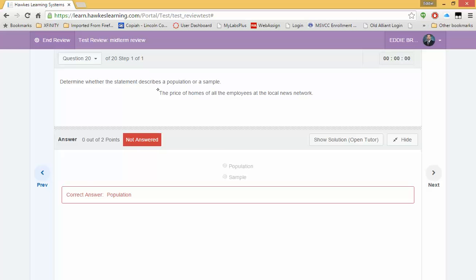Alright, determine whether the statement describes a population or a sample. The price of homes of all the employees at the local news network. So since it's all of the employees at the network, that would be a population. If it would have been like maybe the price of the sports reporters at the local news network, then that would be a sample. But since it's the price of the homes of all the employees, it's a population.